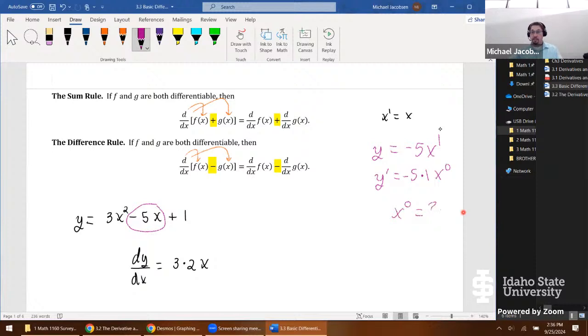But anyone recall what x to the power 0 ought to be by the laws of exponents? Absolutely, Jamie. This one comes out as a 1. So we can say here, since x to the power 0 is 1, we have that y prime equals just negative 5.